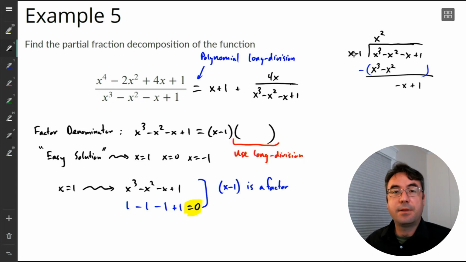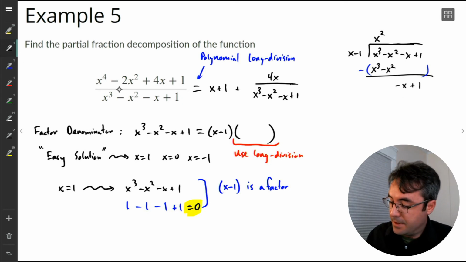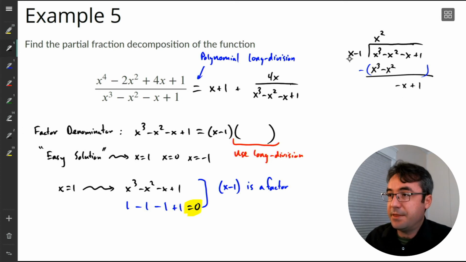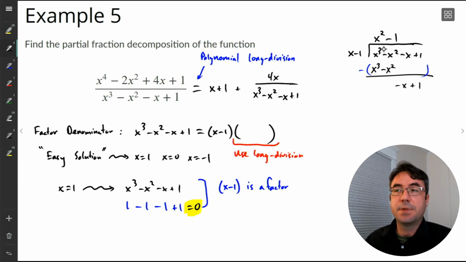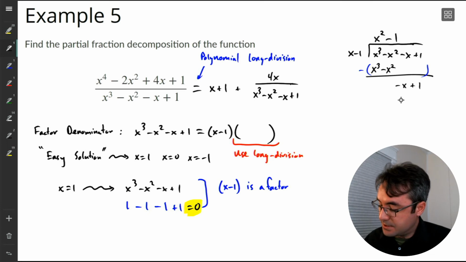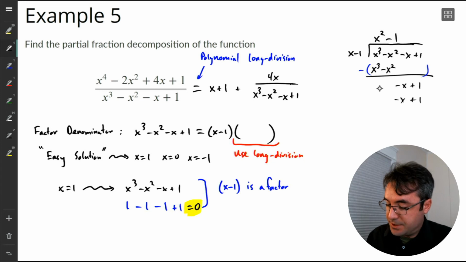Now the power of x here is 1, and the power of x here is 1, so that means we could still keep going. What would we need to do in order to get this x to match up with that negative x? Well, we'd have to multiply by negative 1. When we do that, we get negative x plus 1. And then we subtract.